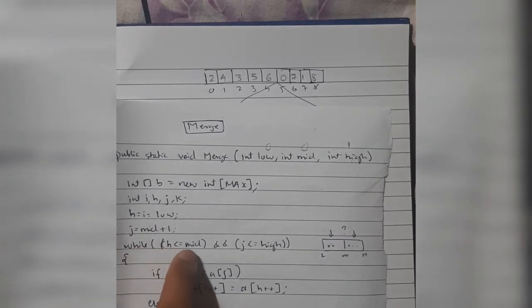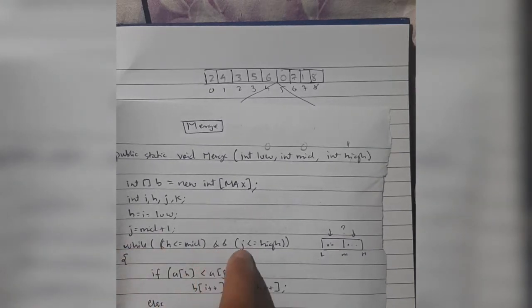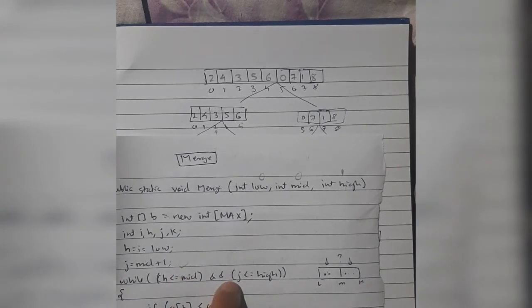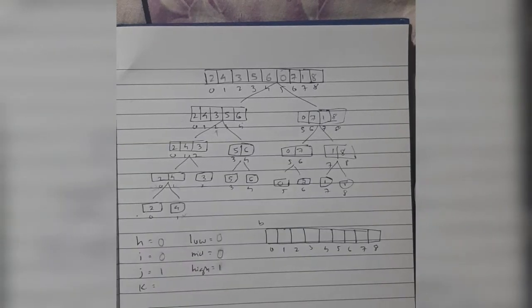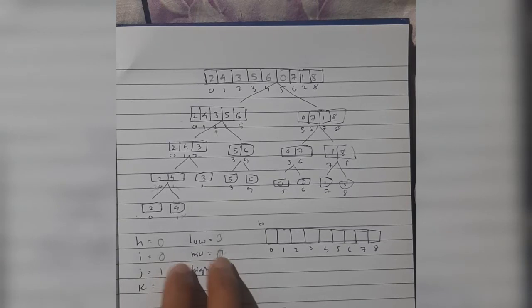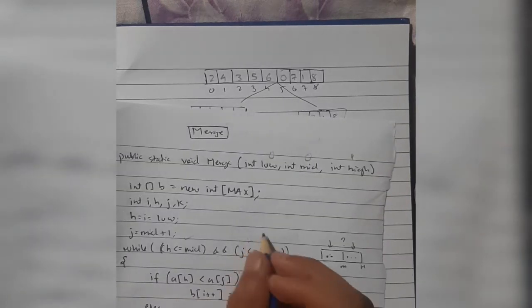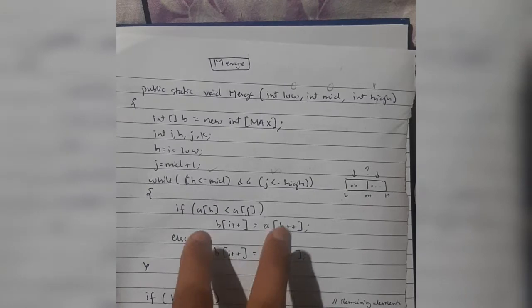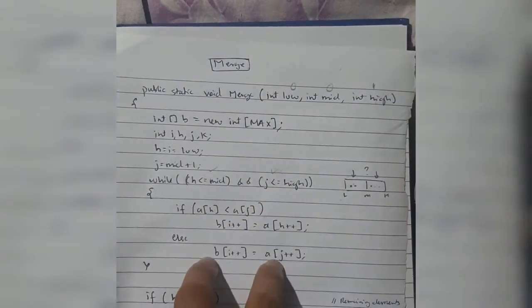While h is less than or equal to mid and j is less than or equal to high. What is h? H is 0. Is it less than or equal to mid? Yes, that's the first condition. Second condition, is j less than or equal to high? Yes, that's the second condition. When these two conditions are true, only then will we move on with the further code. Otherwise, this line of code will be skipped. Now both are true, so we'll move inside this.